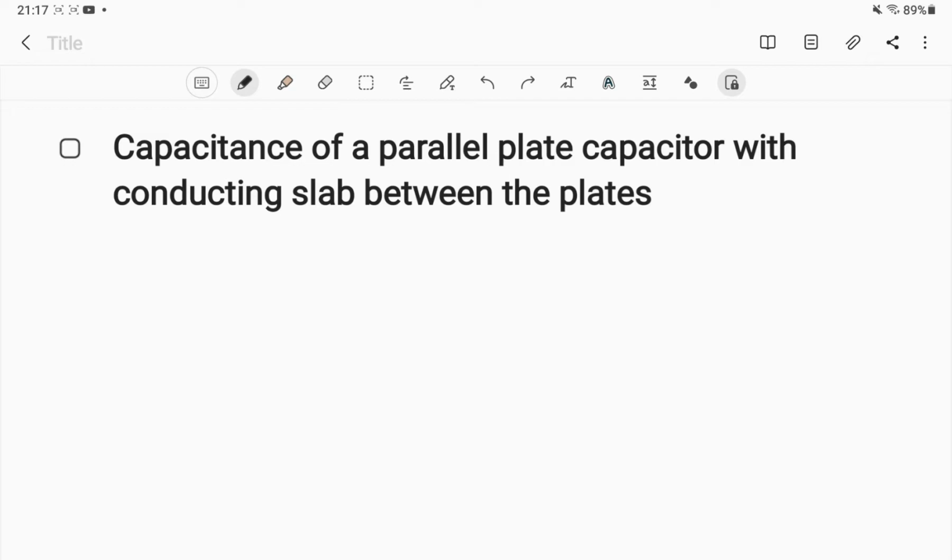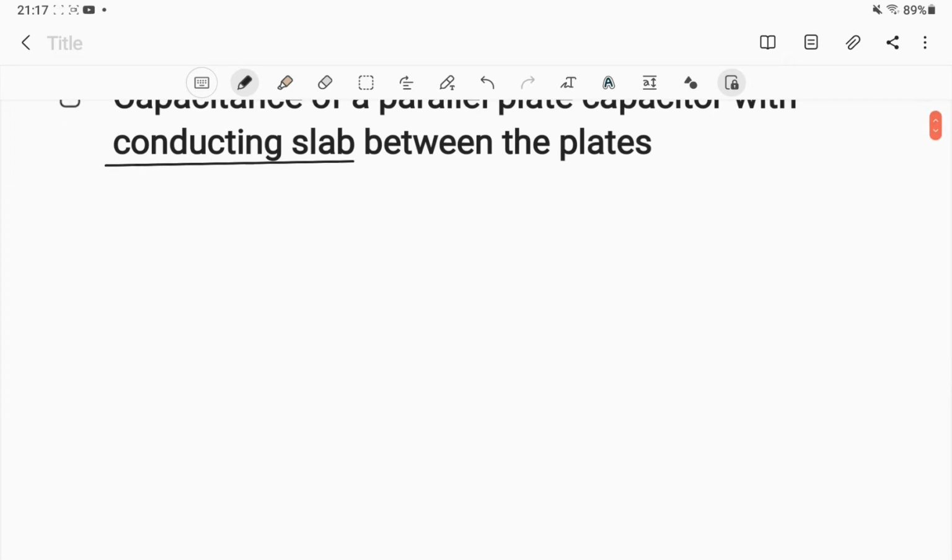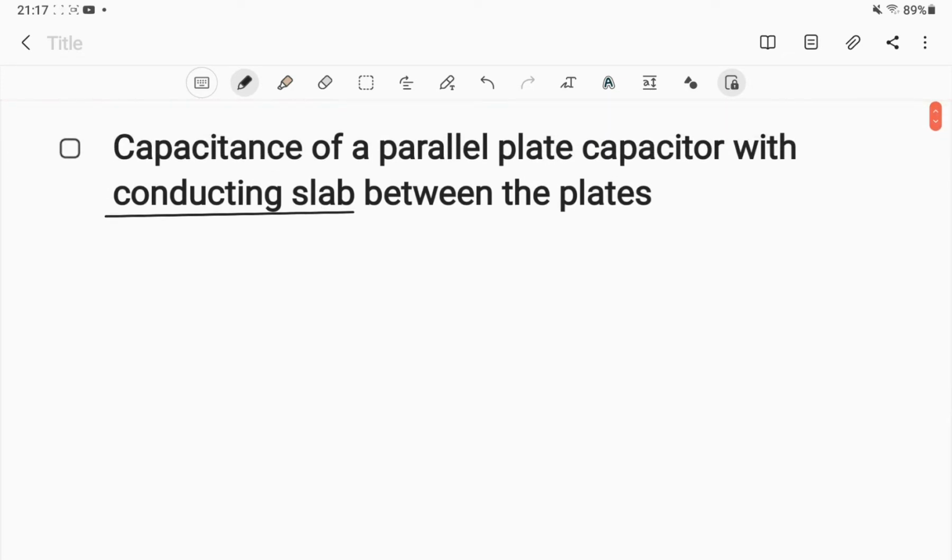Today our topic is capacitance of a parallel plate capacitor with conducting slab. Yesterday it was dielectric slab, but today it is conducting slab between the plates. You have to write the notes, okay, and you send me in my number.